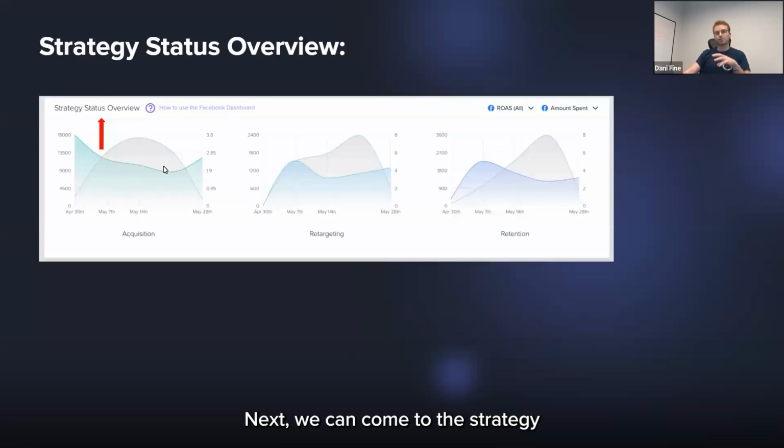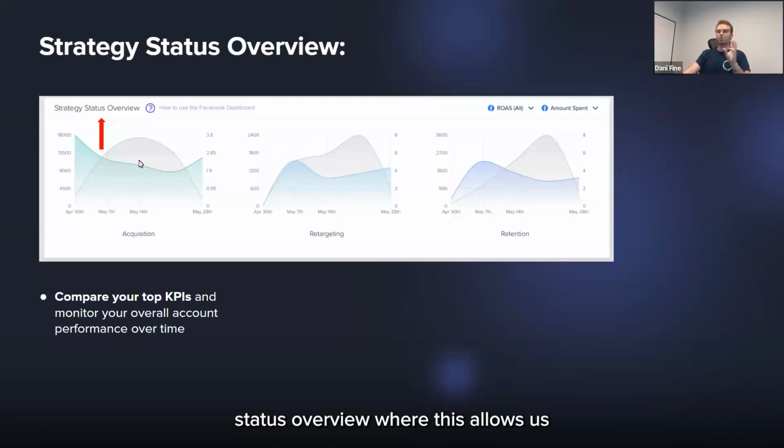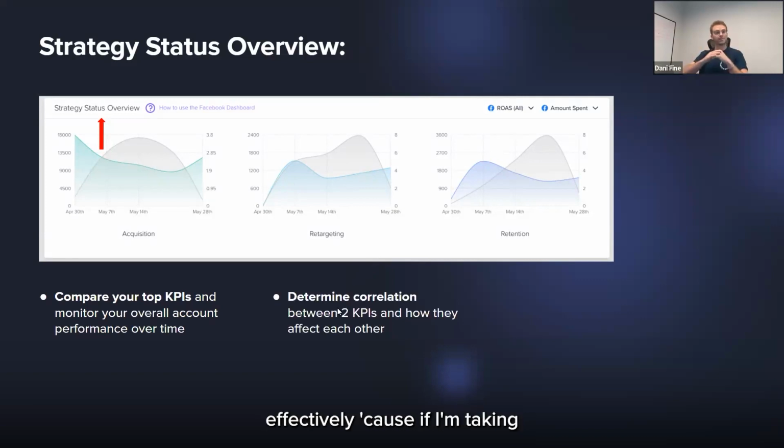Next, we can come to the strategy status overview, where this allows us to see correlation between two KPIs. And this is super important for scaling, because when we take the budget up, which we can see, the amount spent is the gray line over here and the return on ad spend is the colorful line, we want to make sure we scale effectively. If I'm taking the budget up, but my performance just dropped super fast, that's not really effective scaling. And then we know we need to pivot back to where we were and try this again with a different strategy. So it's really important to look at these correlations and the momentum between two KPIs.